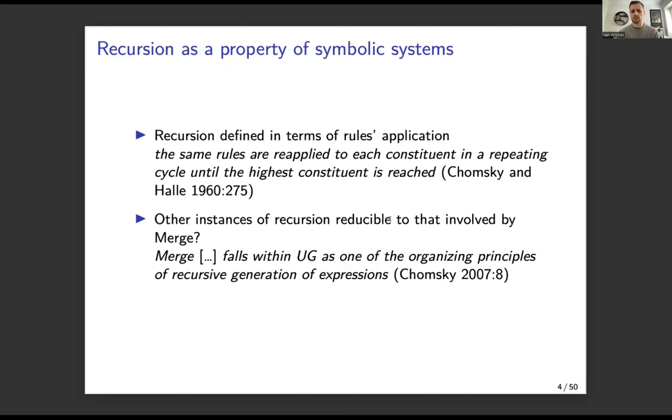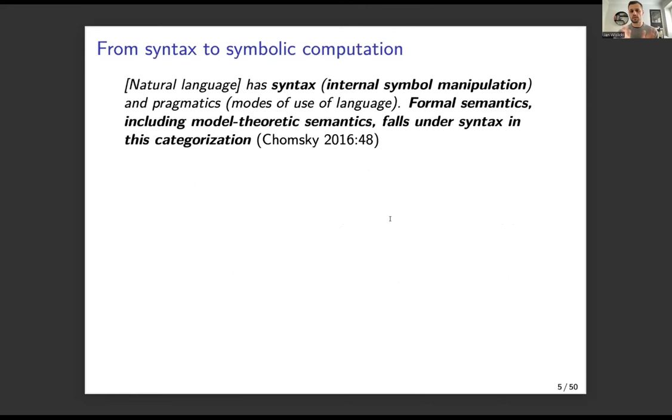Another suggestion might be that there are other types of recursion, but they are definable in terms of syntactic recursion, like in 2007, where Chomsky states that Merge falls within UG as one of the organizing principles of recursive generation of expressions. Nevertheless, there is also an alternative view suggested in 2016, where Chomsky states that natural language has syntax, which is responsible for internal symbol manipulation, and pragmatics, and formal syntax, including model-theoretic semantics, falls under syntax in this categorization. So we might think that we could model two types of recursion, both emerging from internal symbol manipulation, one being syntactic in the narrow sense, and another being syntactic in a broader sense, which means semantic.